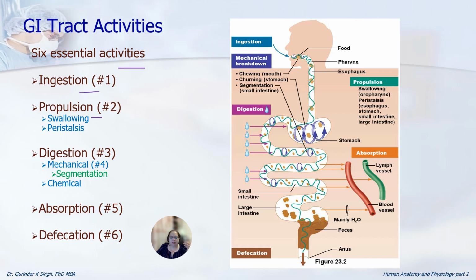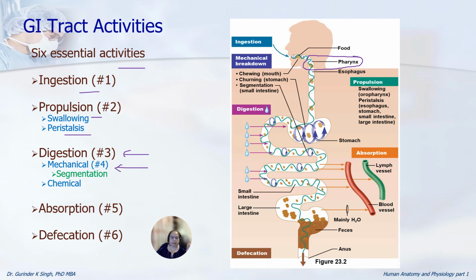Propulsion has two parts. The first is swallowing, which happens in the pharynx region, when we swallow the food. The second part is what we call peristalsis, which is movement inside the tube structure. The third major thing is digestion, meaning breaking down of the food into the components that we can actually absorb. And these are mechanical digestion, and then we also have chemical digestion.